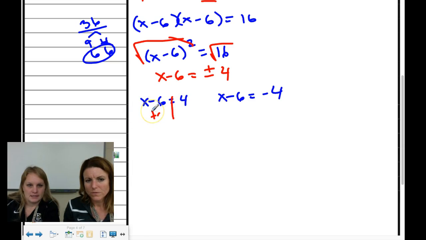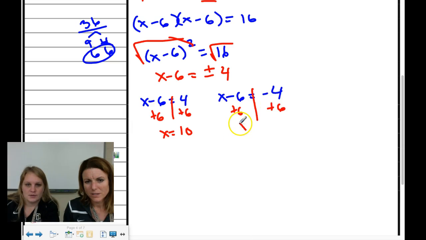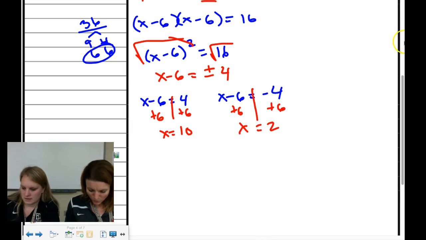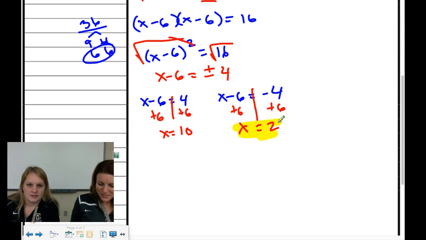So I'm going to add 6. I get x equals 10. And then I'm going to add 6, and I get x equals 2. Exactly. So guess what? Those are our answers. We're done.